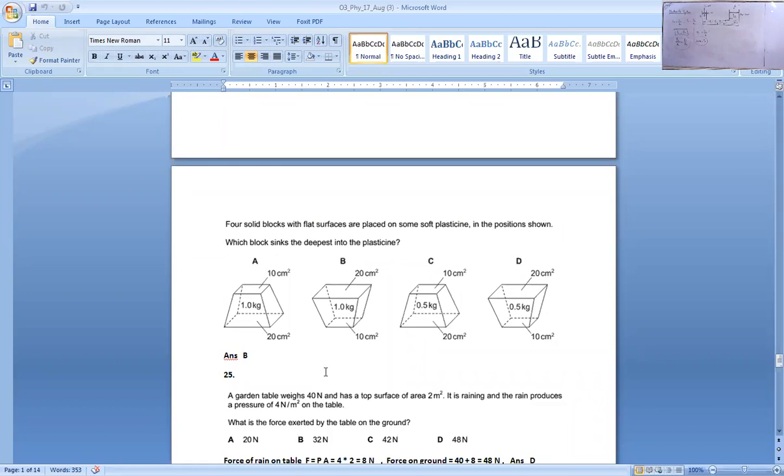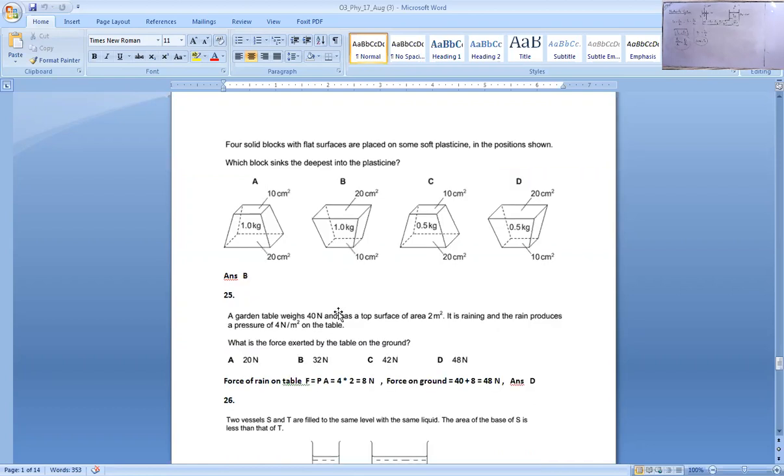We have to consider the largest weight and the smallest area. The block which has the smallest area and the greatest weight will sink most. So my option is B. B has 10 centimeter square area and its mass is 1 kg. So it has a maximum chance to sink.